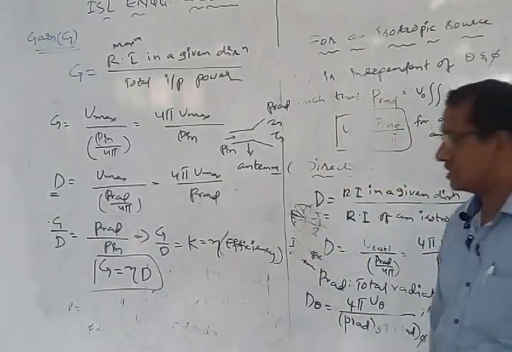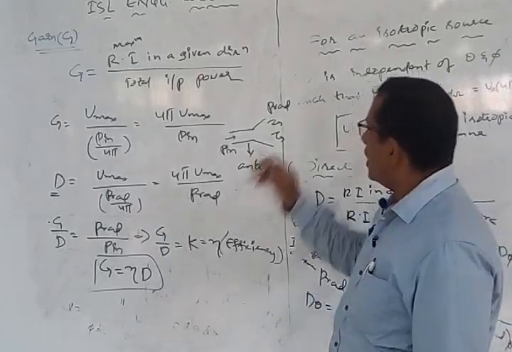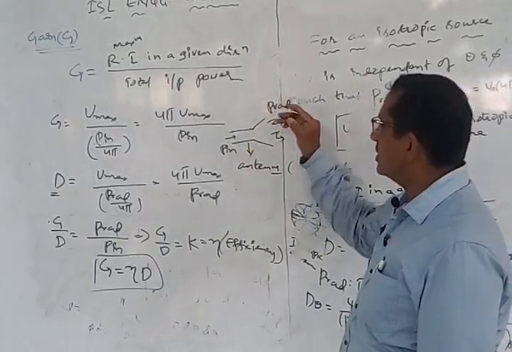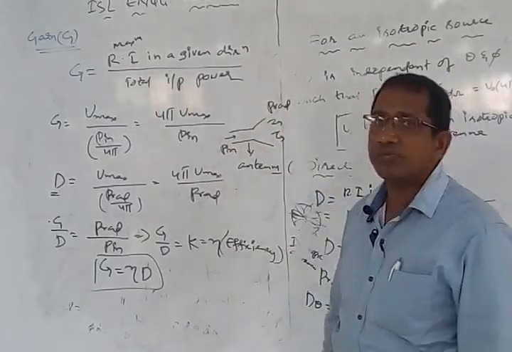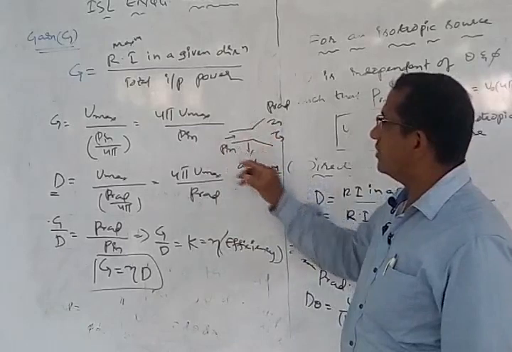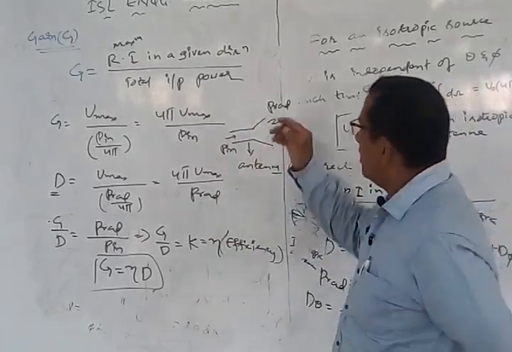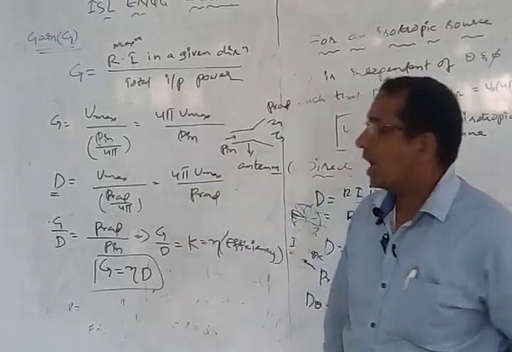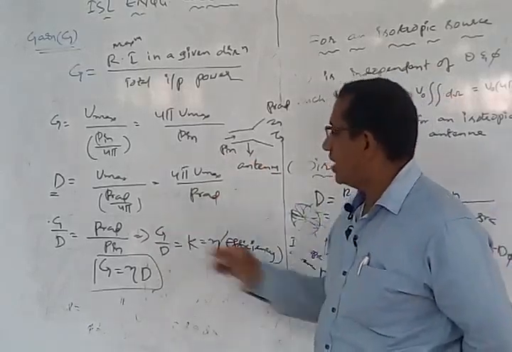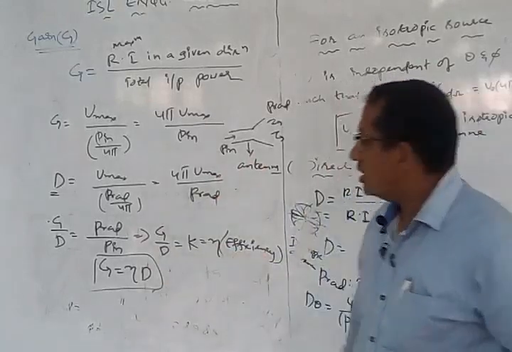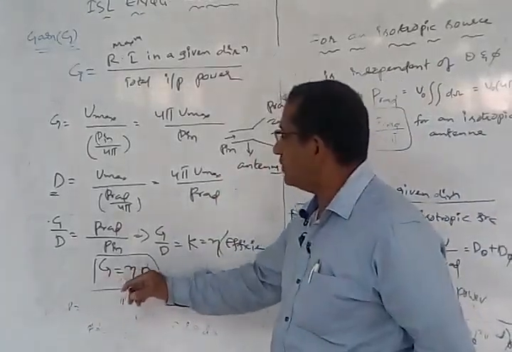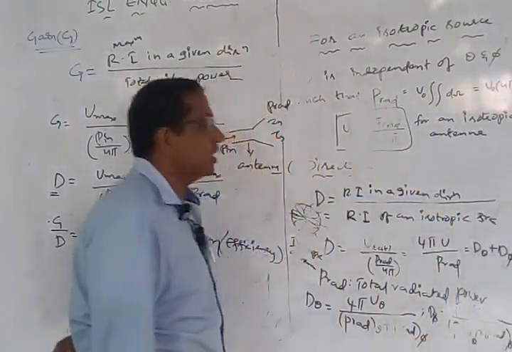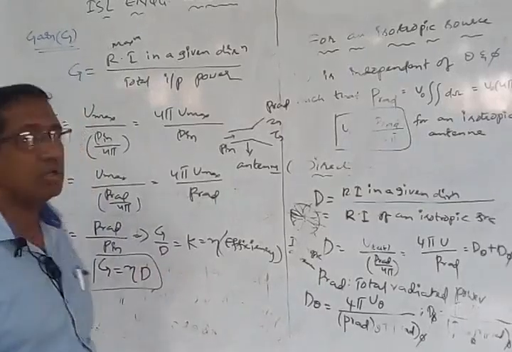How can I say it is an efficiency? What is efficiency? Basically output by input is known as efficiency. Output is the radiated power, and input is P in, the input to the antenna, because the antenna is the device we are testing. So P radiation is the output power and P in is the input power. Therefore I can call this ratio the efficiency. So gain is equal to efficiency times directivity. This is a very popular equation which we use continuously for doing problems.